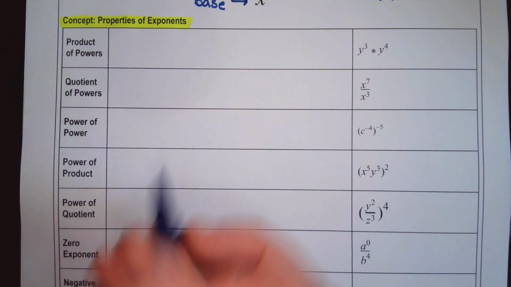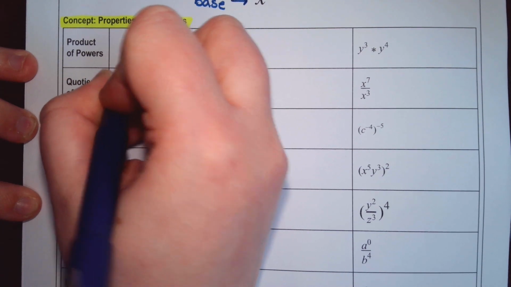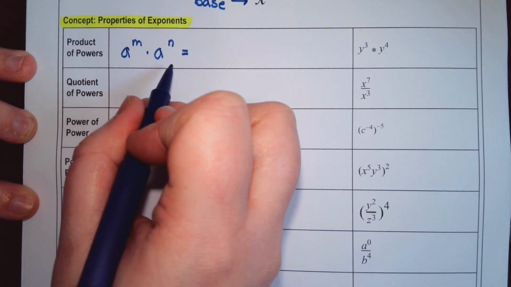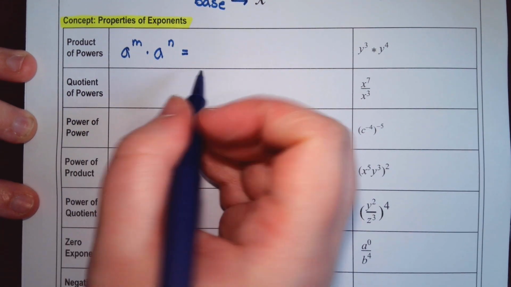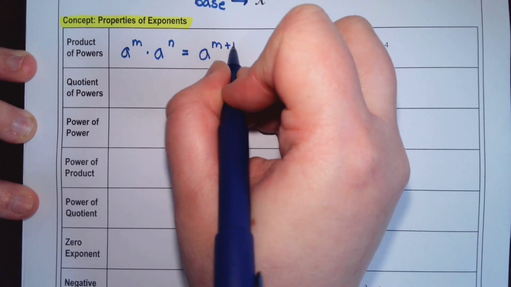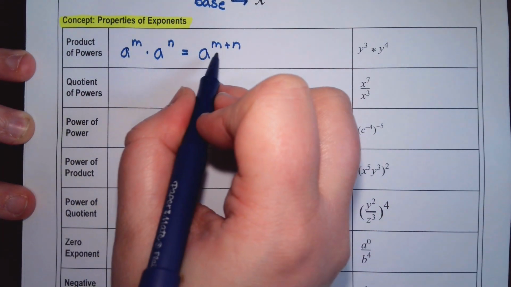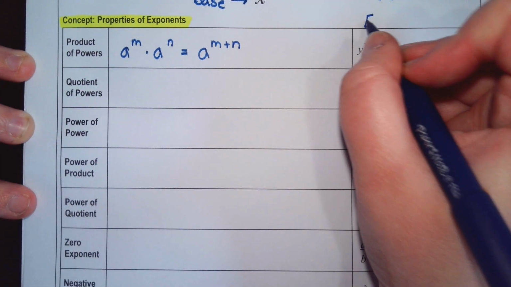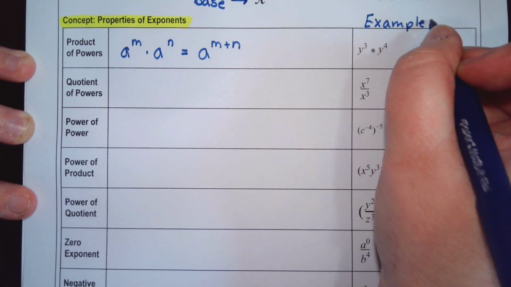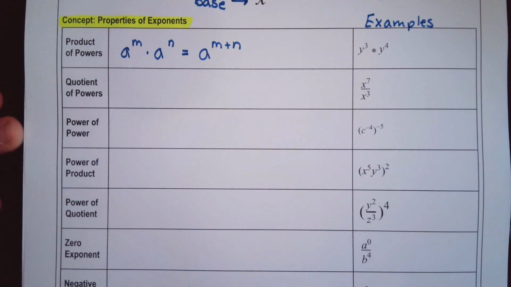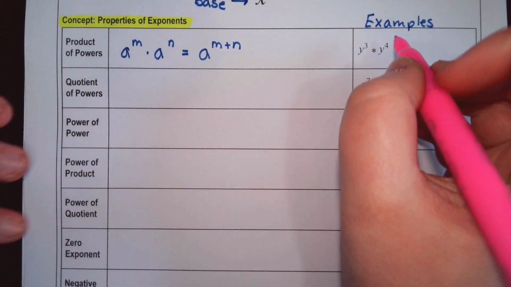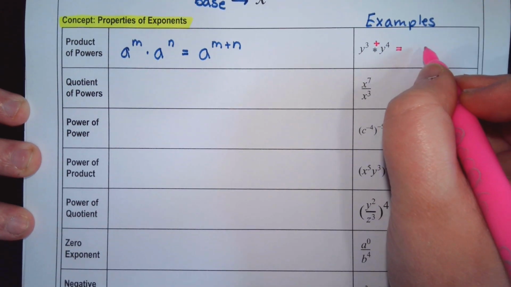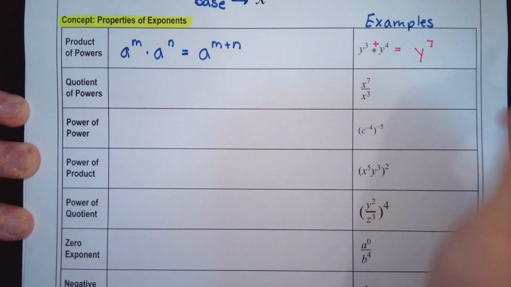All right, the first one is product of powers. So if we have a to the m times a to the n, as you notice, same base. So when we're multiplying the same base exponents, we add the exponents together. So a to the m plus n. We're going to do little examples of each. So here we have y cubed times y to the 4th. They have the same base, so we add the exponents together. So 3 plus 4, y to the 7th.